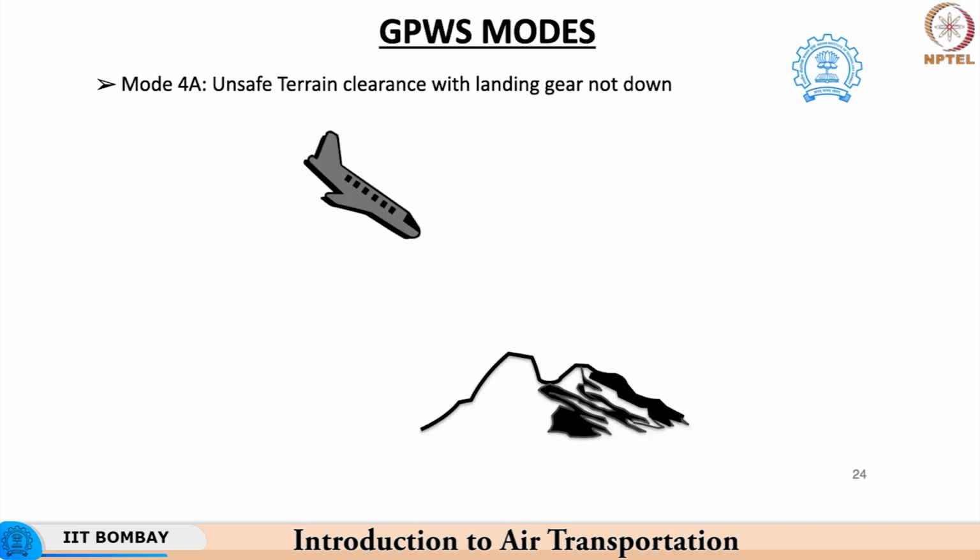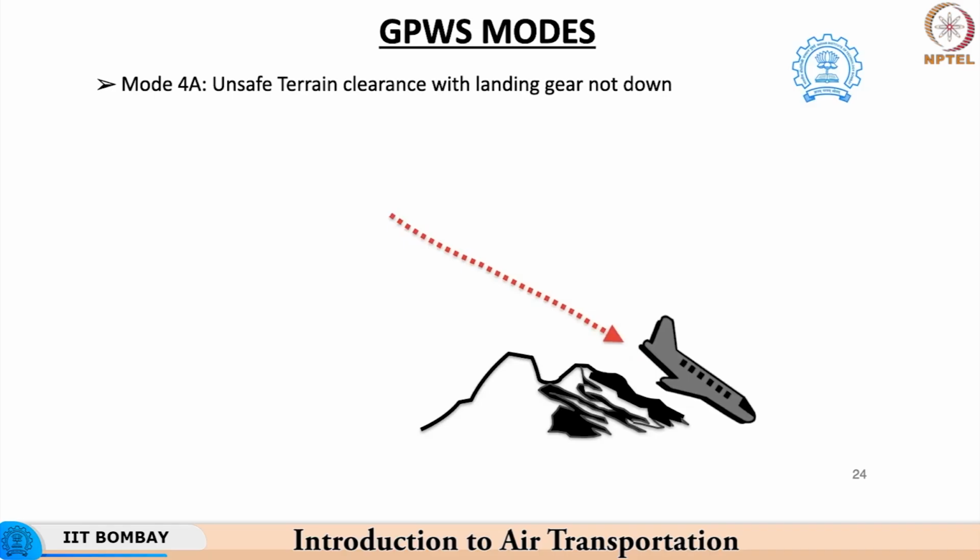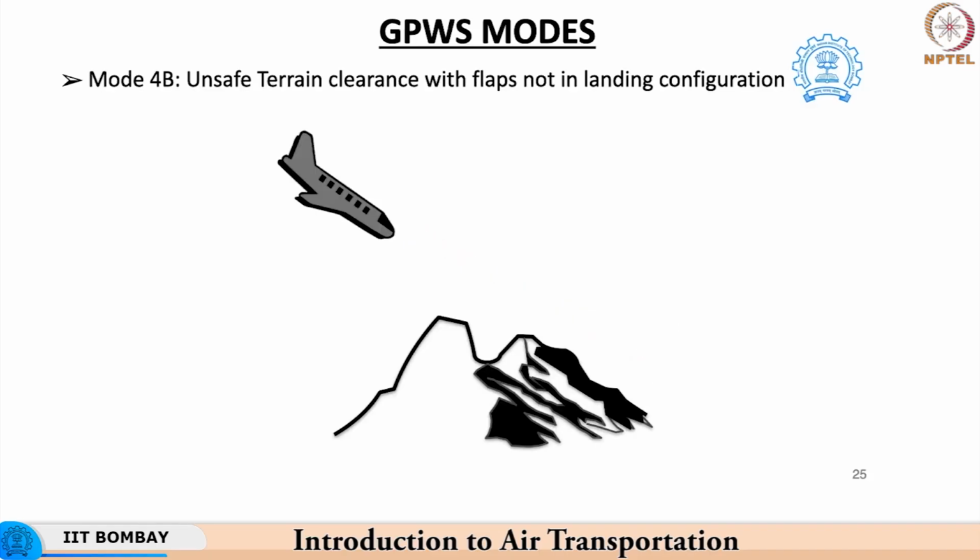Mode 4A and 4B basically correspond to the landing scenario. When your aircraft is approaching land with a landing gear not down condition, this mode corresponds to mode 4A, whereas mode 4B corresponds to a situation when the landing gear is down but the flap configuration is not ideal for the landing condition. Then in that case mode 4B comes into the picture.